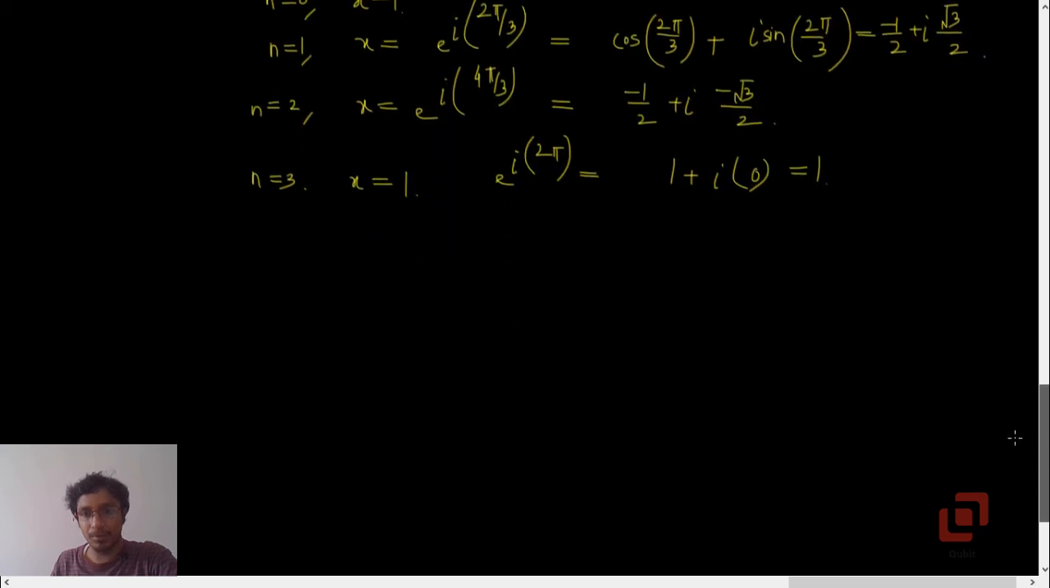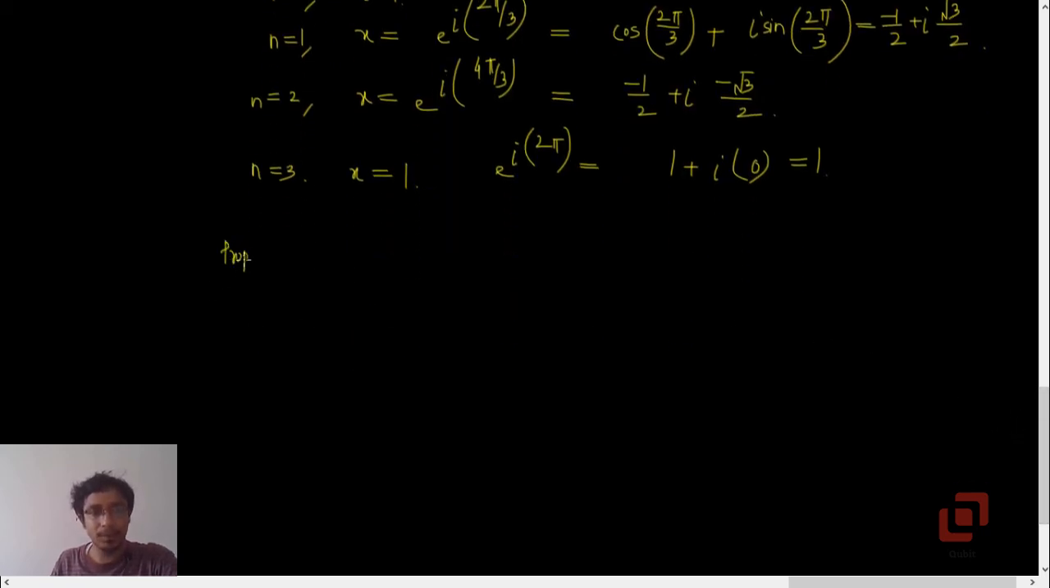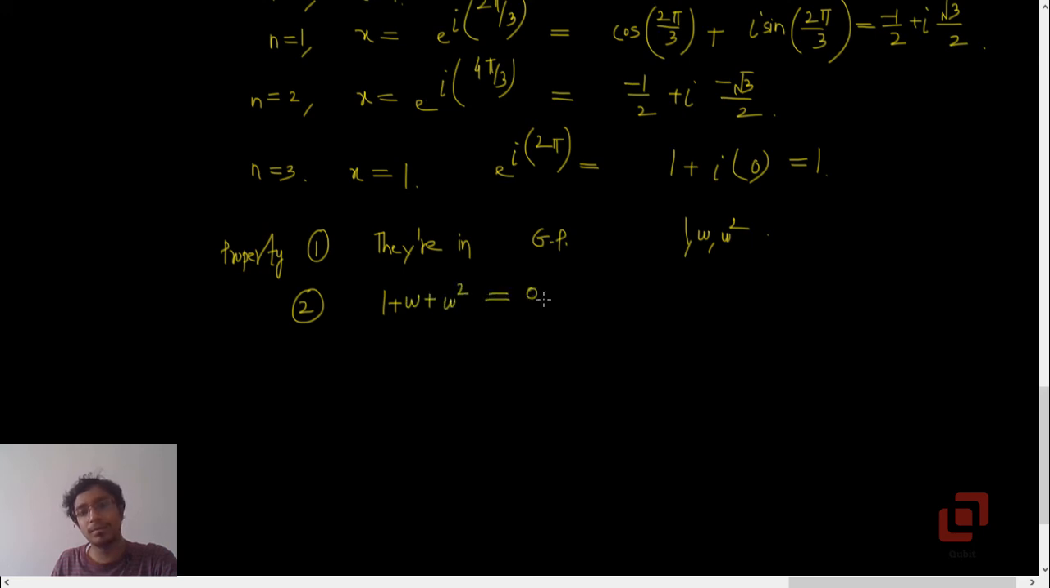Okay. Now there are some properties of these cube roots. What are they? The properties are as follows. Property 1: they are in geometric progression, right, 1, omega, omega squared. Second property, the sum of the roots is 0. Okay, and then you can come up with various other properties, but I'll just say omega cube is 1, omega raised to 4 is omega because omega cube is 1, omega raised to 5 is omega squared, omega raised to 6 is again 1 and so on.